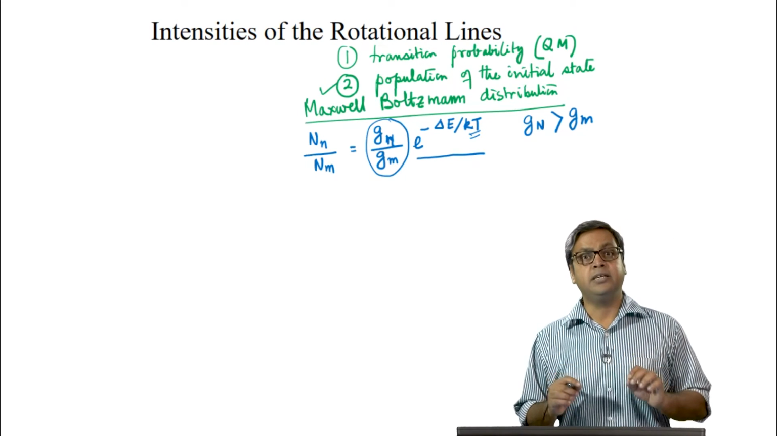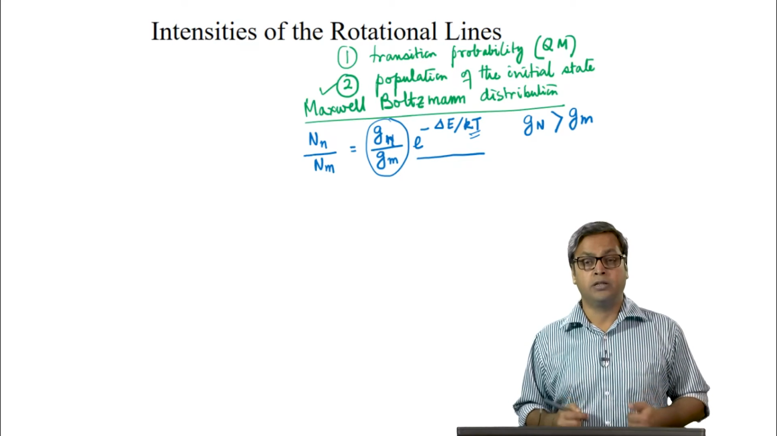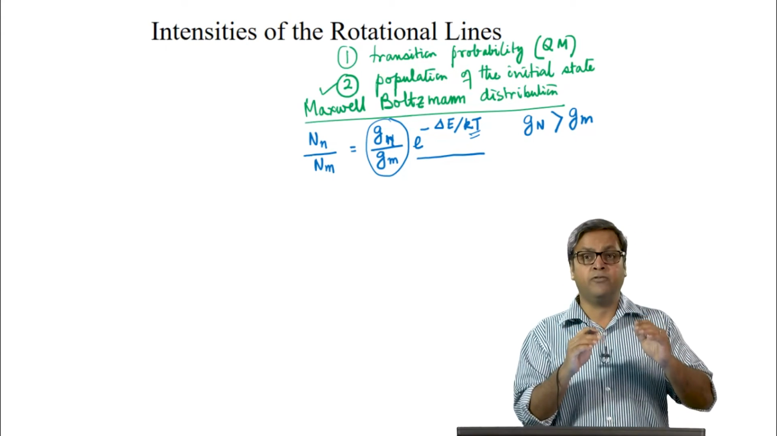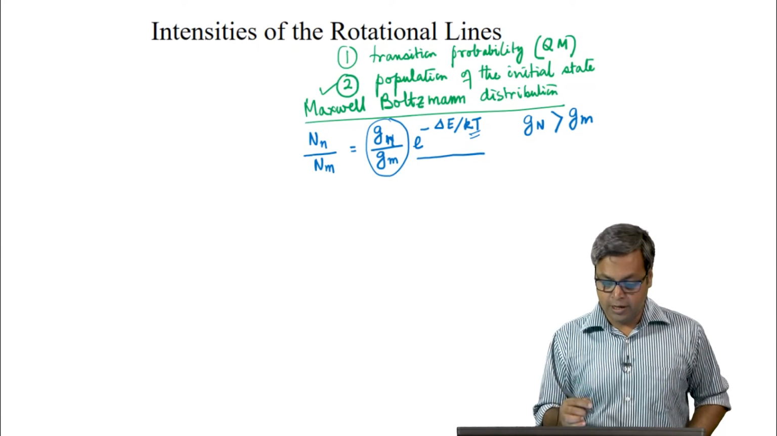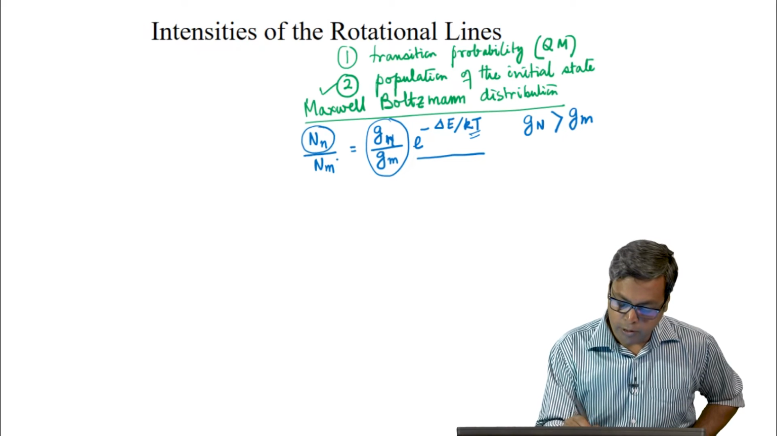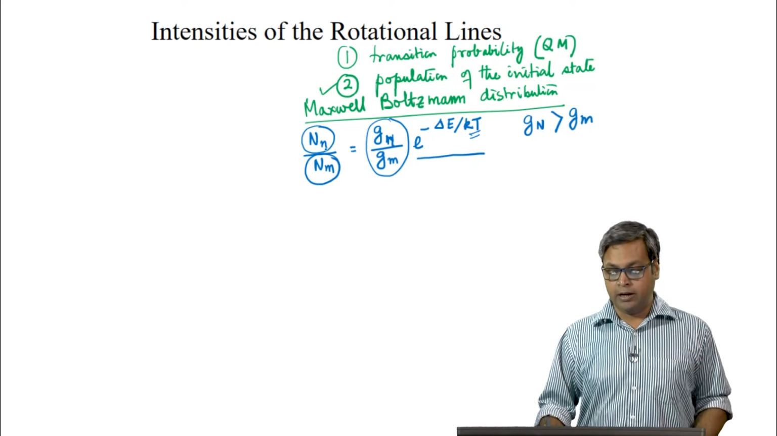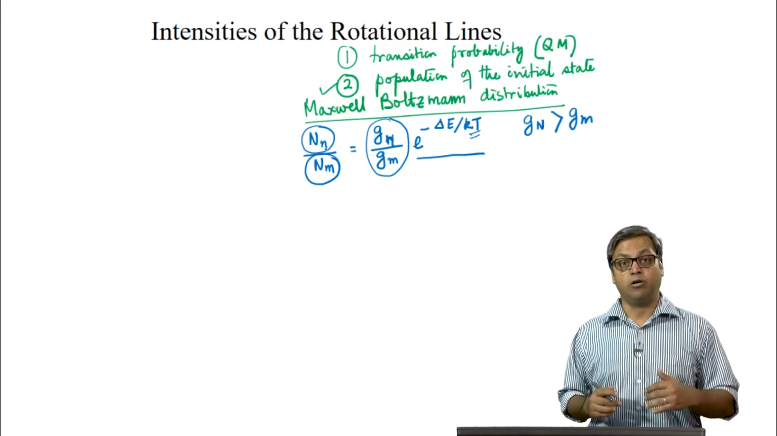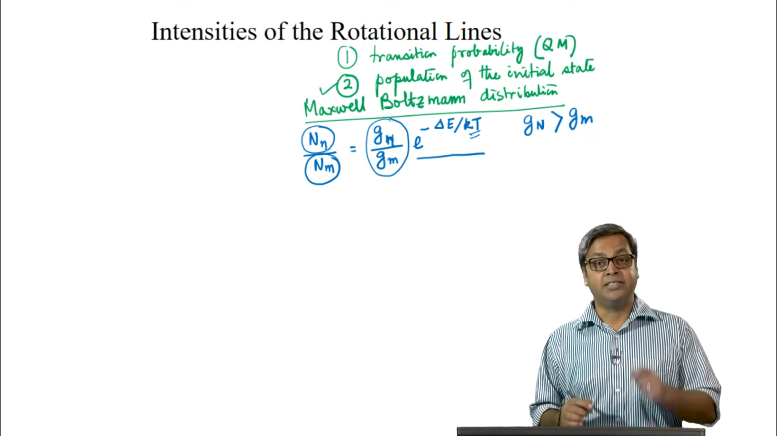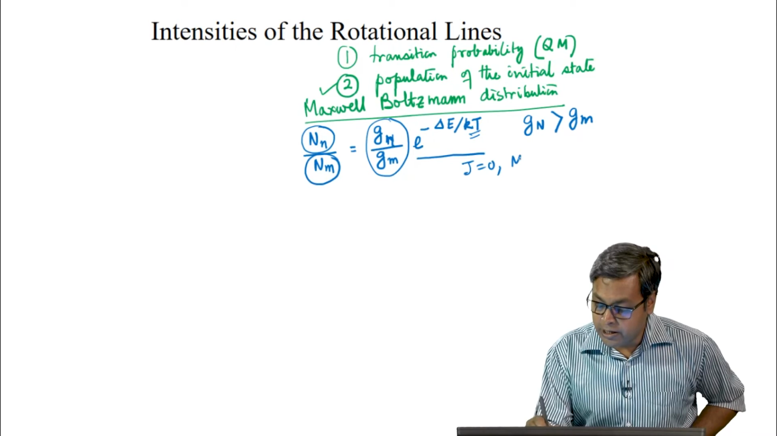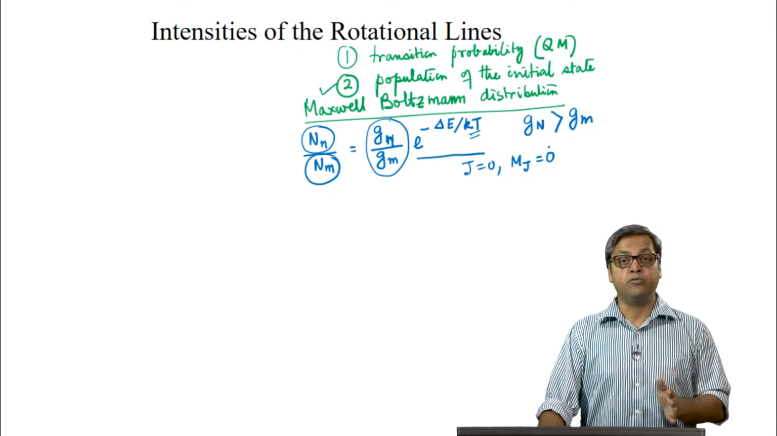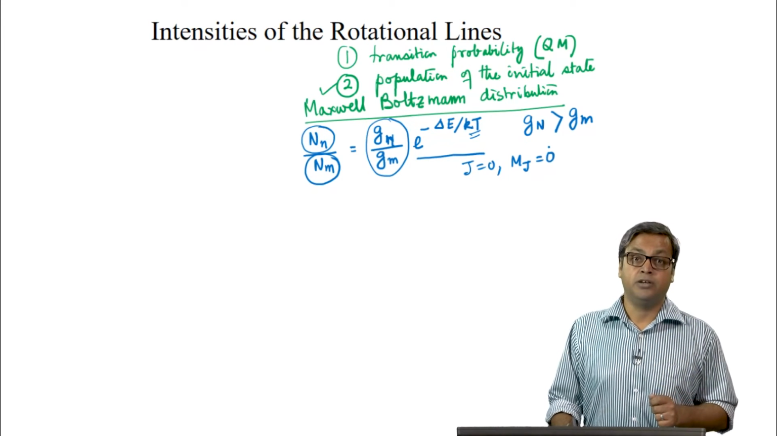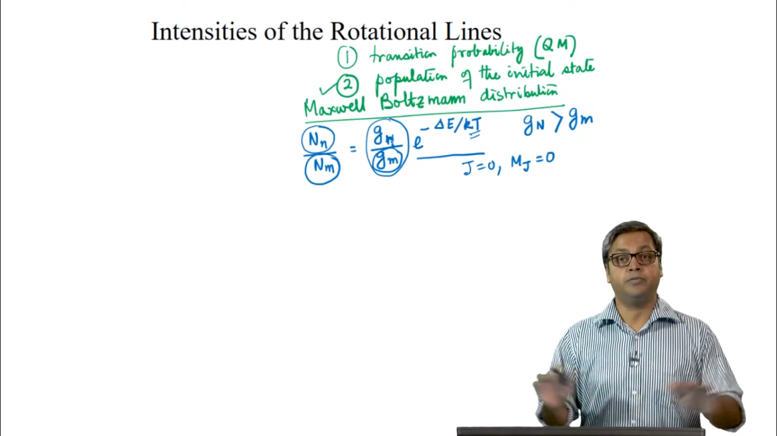Let us see how degeneracy is going to affect the population distribution. It makes sense to reference the population of any state to the ground state. So, instead of referencing the population of the nth state to the population of the mth state, we can think about referencing the population of the nth state to the population of the ground state, or j equals 0. This is because at j equals 0, m_j can only take the value of 0. That means j equals 0 is not degenerate. So, as j equals 0 is not degenerate, the degeneracy in the denominator, that is G_m, disappears.